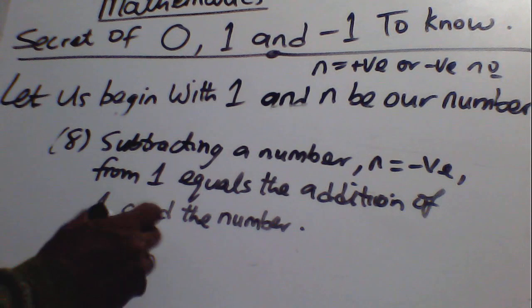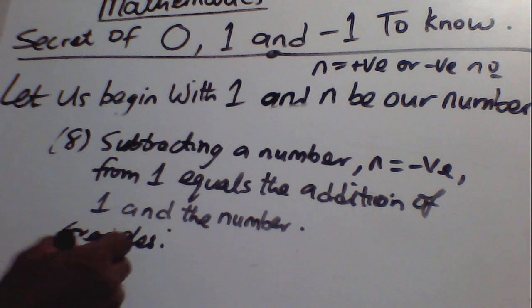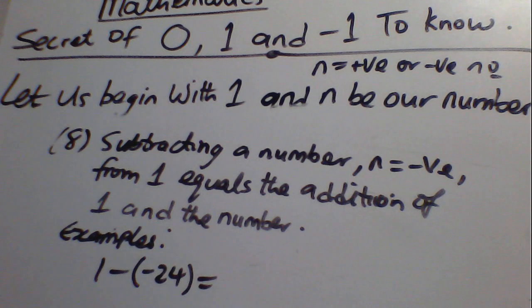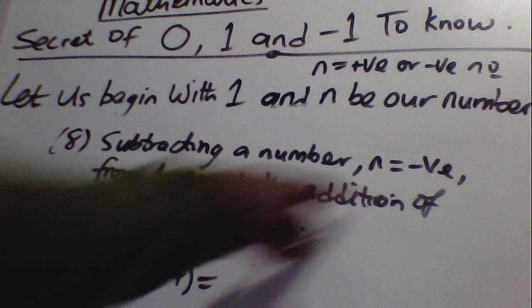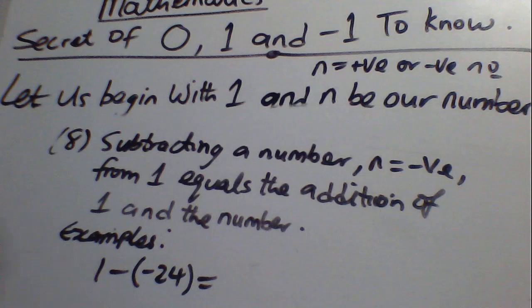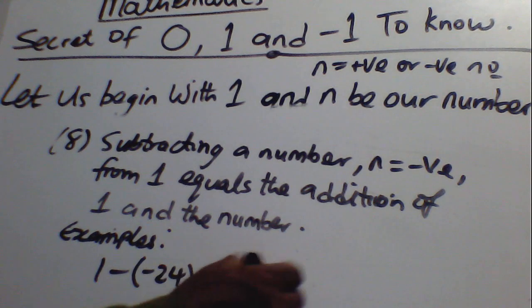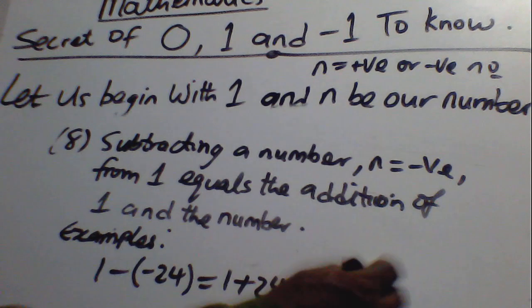So for example here we have 1 minus minus 24. We're subtracting a number from 1, and that number is negative. So it equals the addition of 1 and the number, which is 1 plus 24. And this gives us 25.